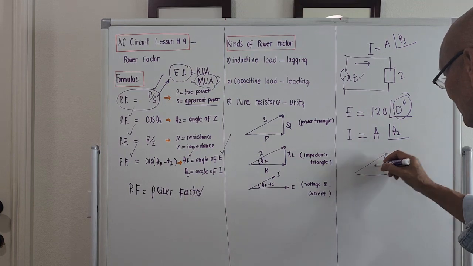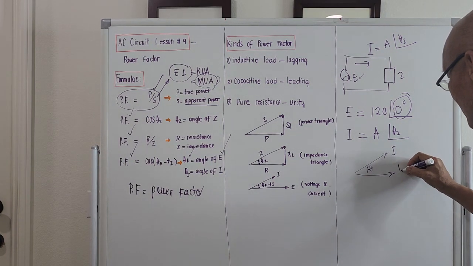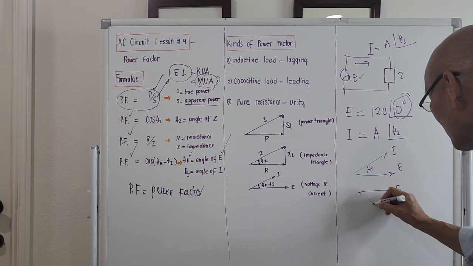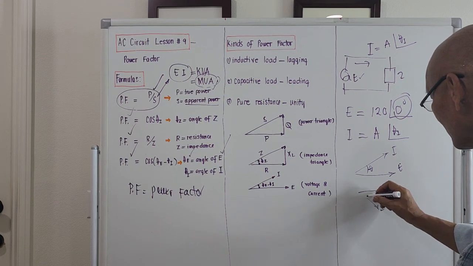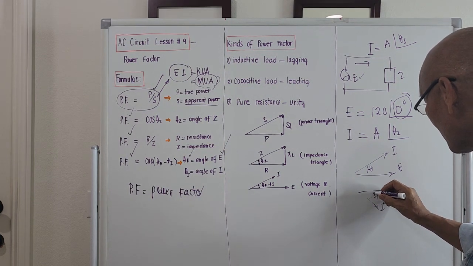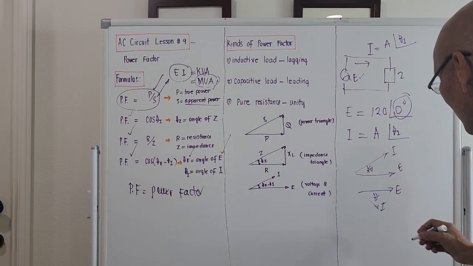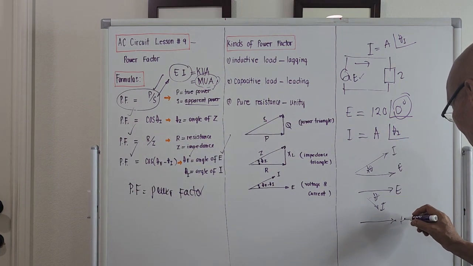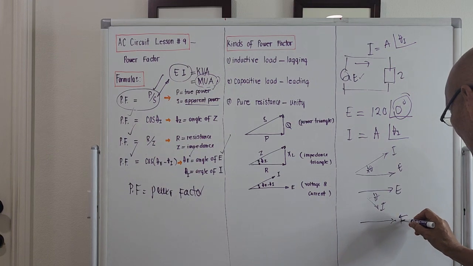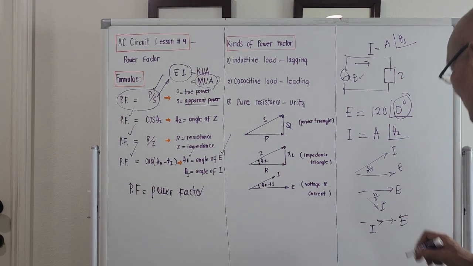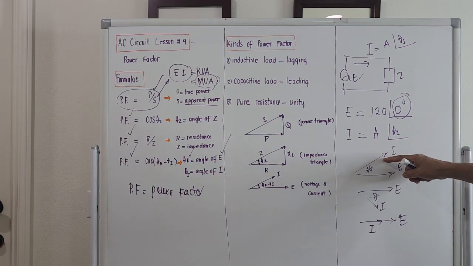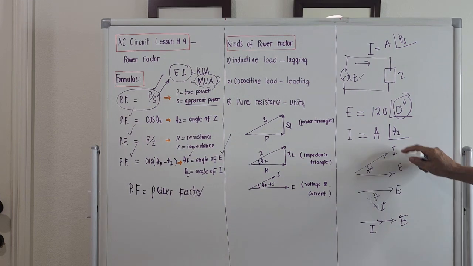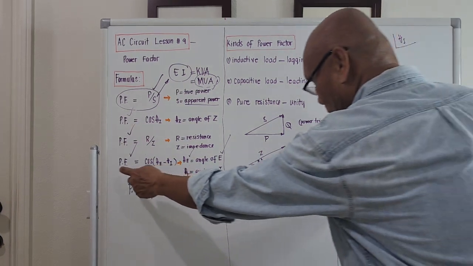If the current is leading, this is the angle. This is I, this is E. If the current is lagging, this is E, and this should be I. This should be minus theta, this is plus theta. And if the load is a pure resistance, this is E, and this is I. Leading load, lagging load, pure resistance. So the angle between the voltage and current, if you take the cosine, that will be power factor.